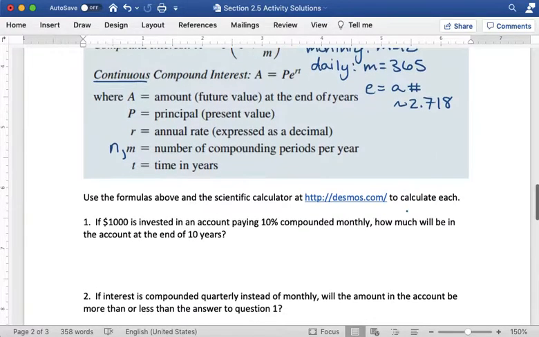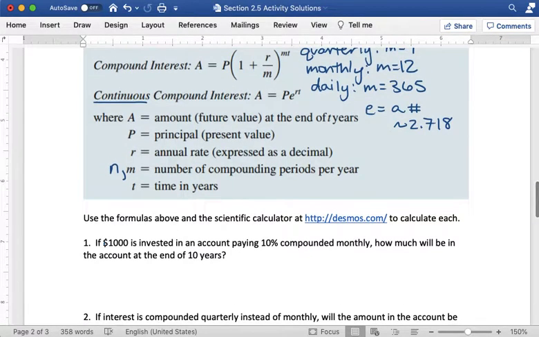What we're going to do for these problems is use the Desmos scientific calculator to solve these problems. The first one, we have $1,000 invested in an account paying 10% compounded monthly. How much will be in the account at the end of 10 years? First we need to identify what each of our variables are, and then plug them into the first formula up here. So I'm solving for A. I want to know the amount in the account after 10 years.